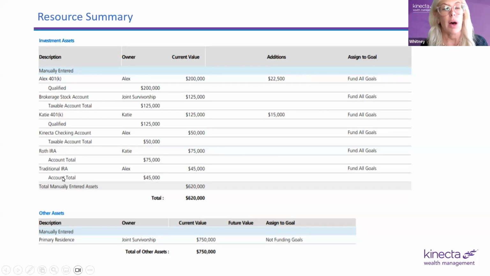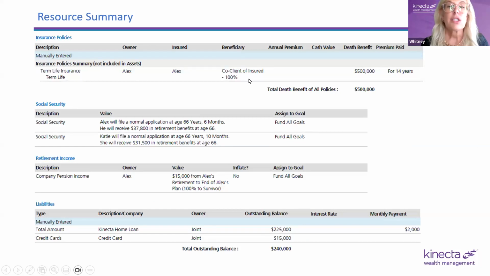Alex and Katie here have a Roth and a traditional IRA. And because they're both still working, they're contributing to their 401ks. So we'll continue to show those assets coming in and growing their 401k plans until they decide to retire. And then again, down here, just showing the current market value of the home. So they do have a little bit of term insurance, so we've got that listed up here.